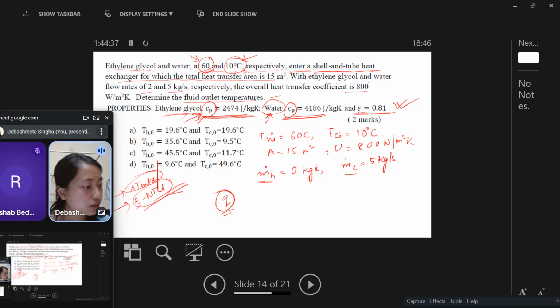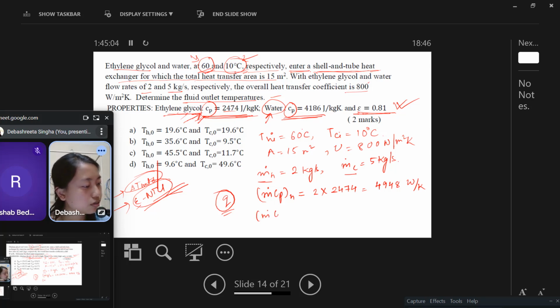So m dot Cp for the hot fluid, you find out first. 2 into Cp, which is 2474. How much do we get? We get 4948 watt per Kelvin.